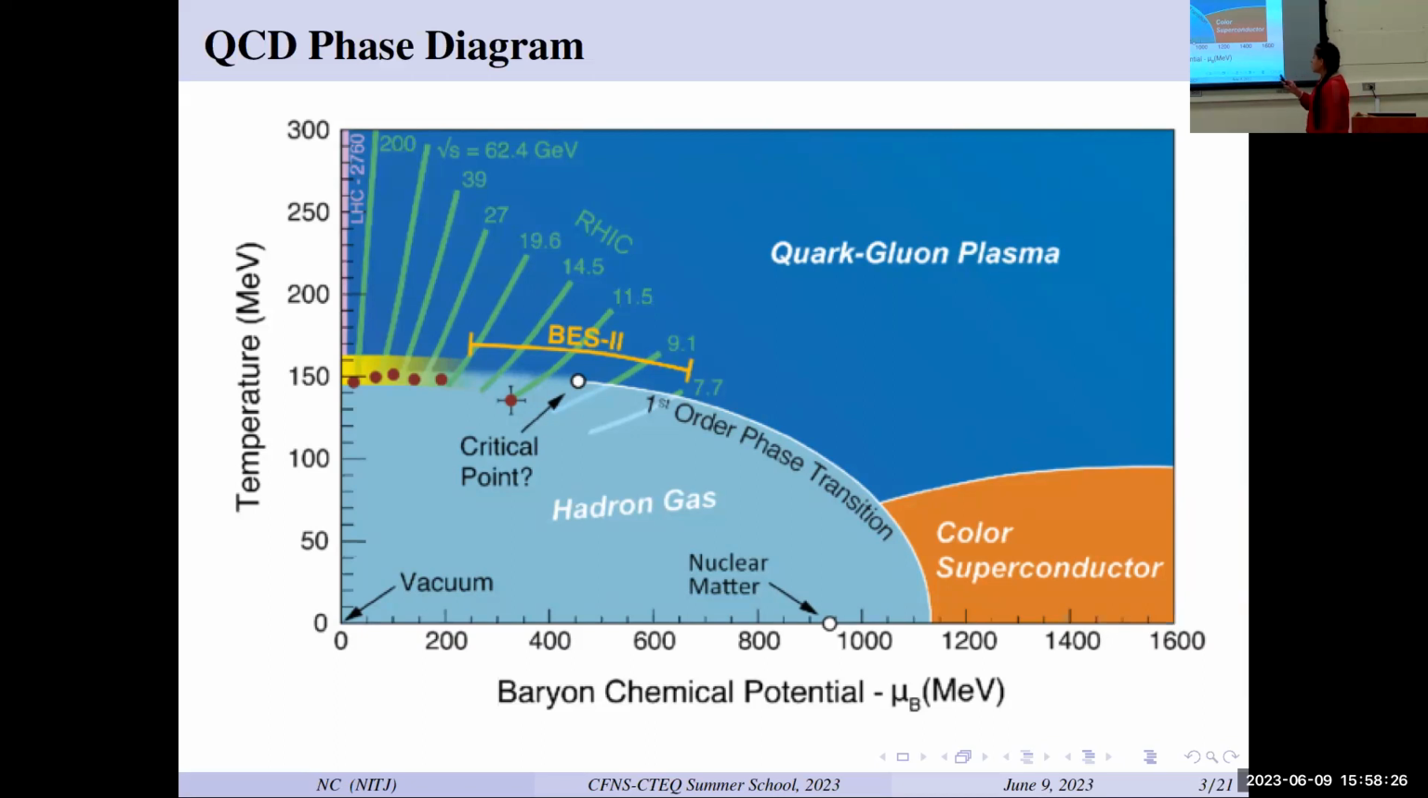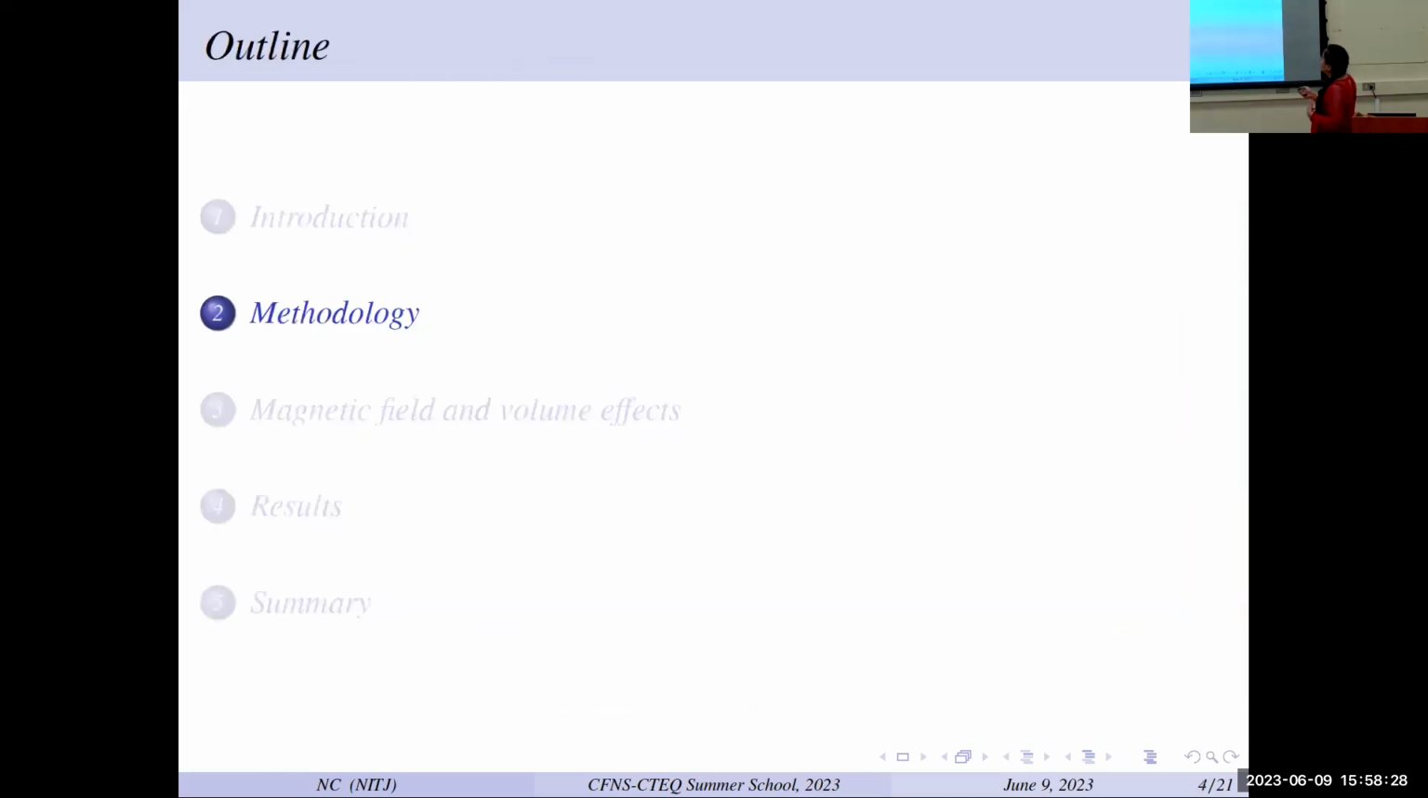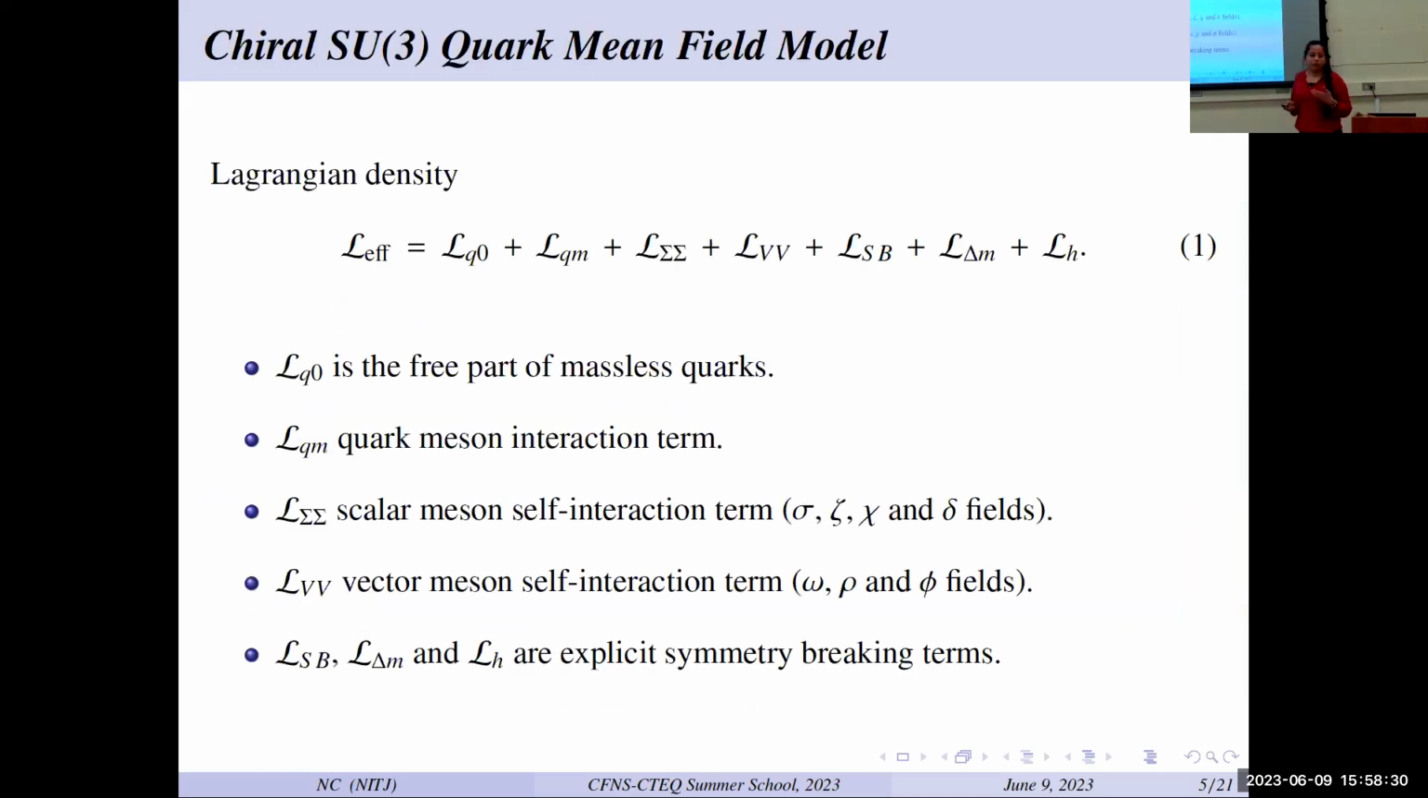In order to calculate the position of the QCD critical point, we calculate the fluctuations of conserved charges. As you know, the conserved charges are baryon number, strangeness, and charge number. When we go from one phase to another, definitely there will be a change in the degrees of freedom, and so we will have a sharp fluctuation in our conserved charges. That is what we are trying to calculate. In order to calculate that, we have this chiral SU(3) quark mean field model.